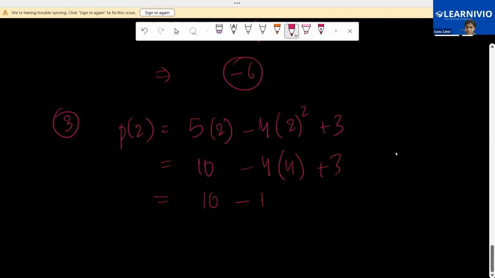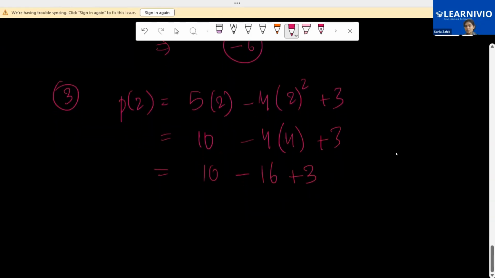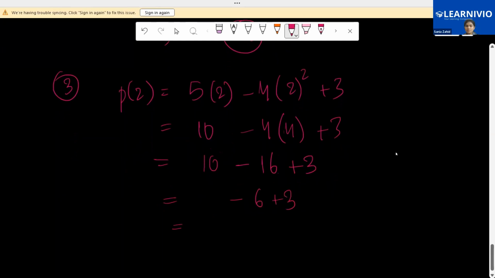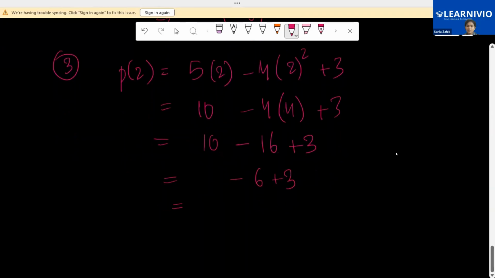Then 10 minus 16 plus 3. 10 minus 16 is not 6, that's minus 6. Minus 6 plus 3 gives you minus 3. See, two opposite signs together means subtraction. You have a minus sign and a plus sign, so you will subtract. So your answer is 3 and then the sign of the greater number, so minus.